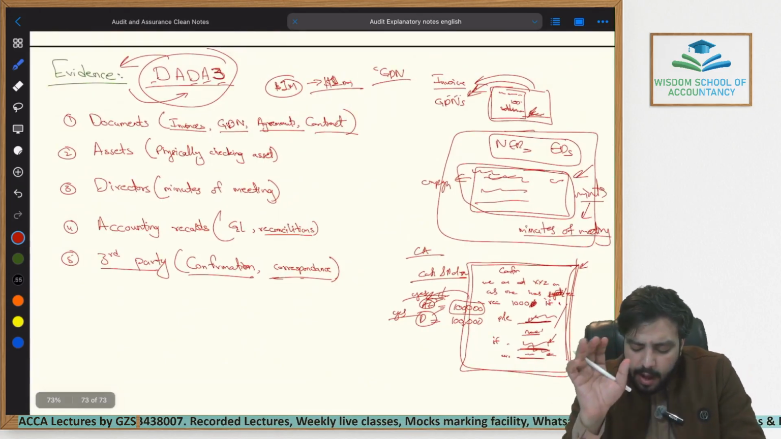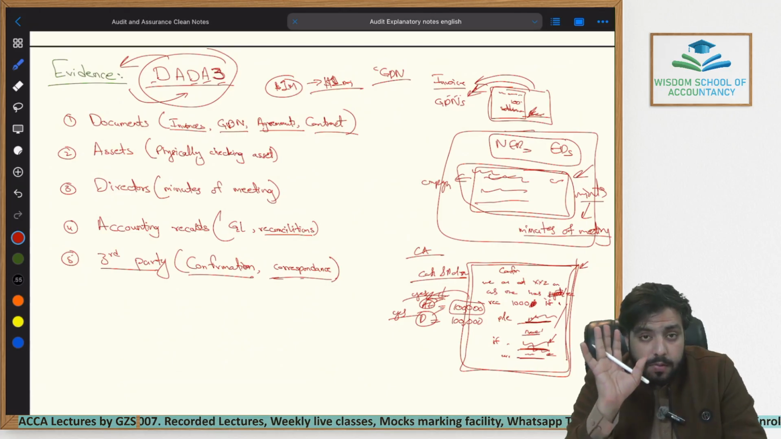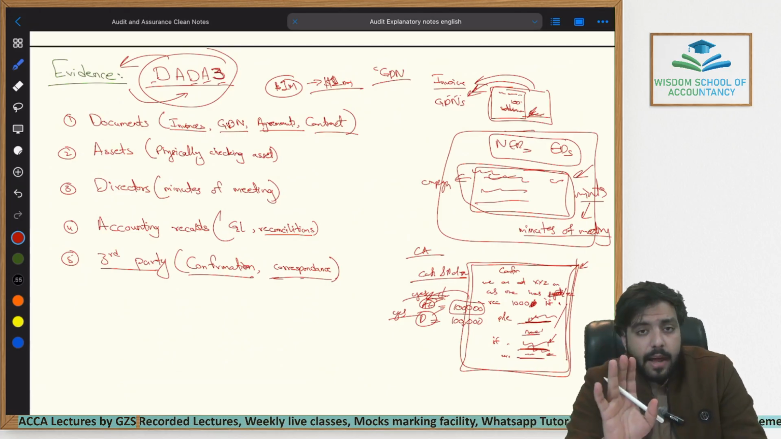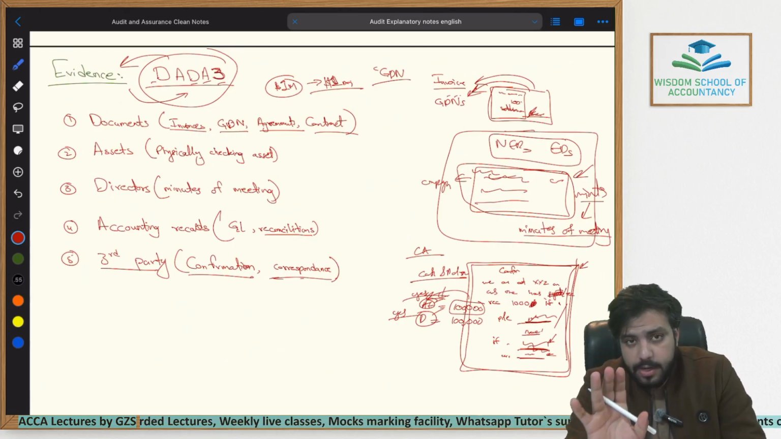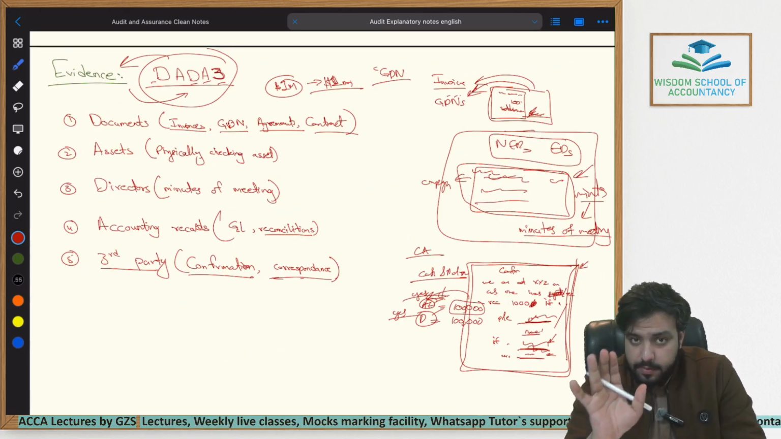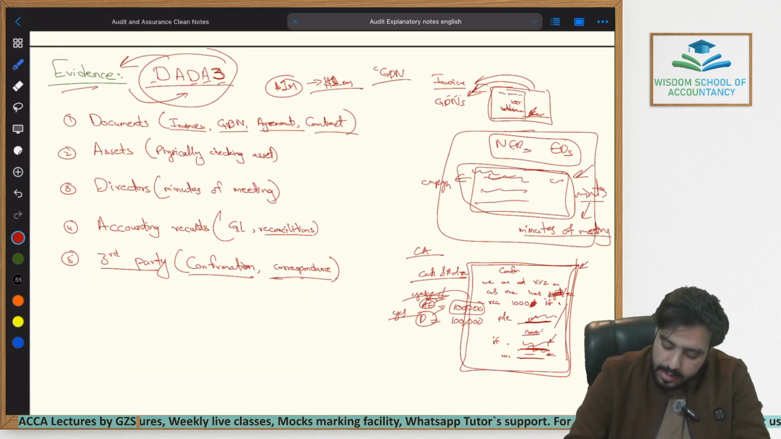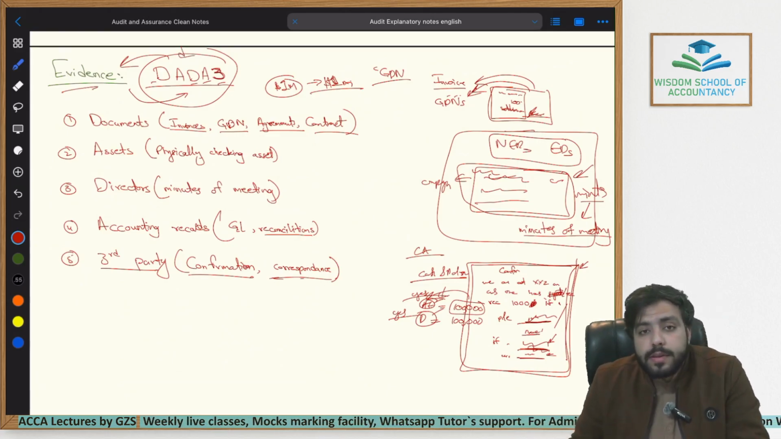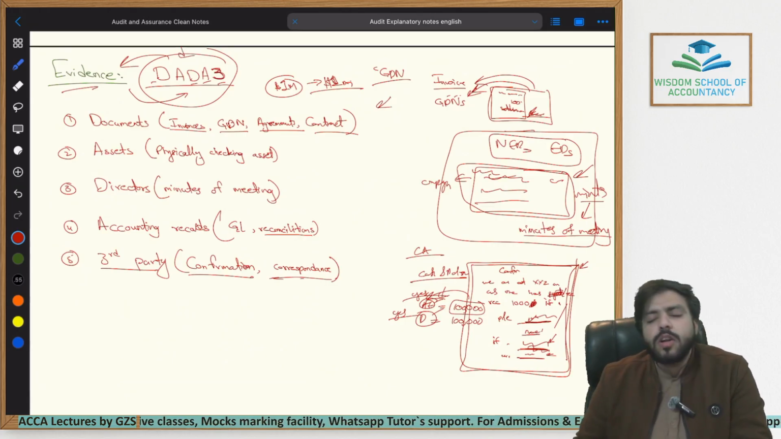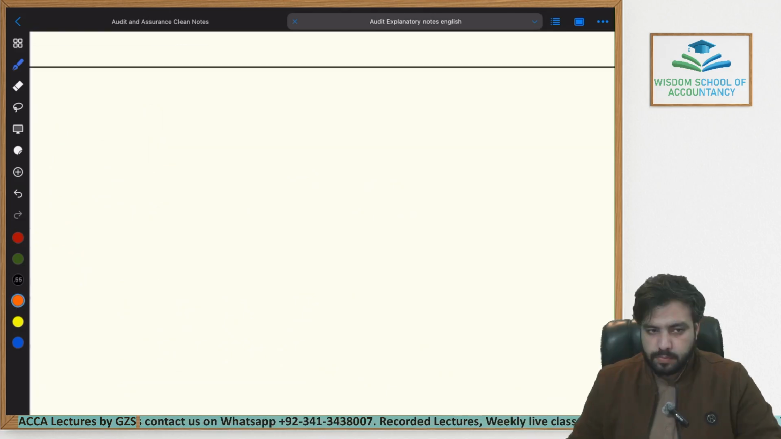Now, these are the 5 areas from where, within your practical life as well as your examination life, in both of these lives, you will obtain your evidence from third parties. You have to remember that for the exam as well. So please ensure that you remember it. Now let's move towards the next area.